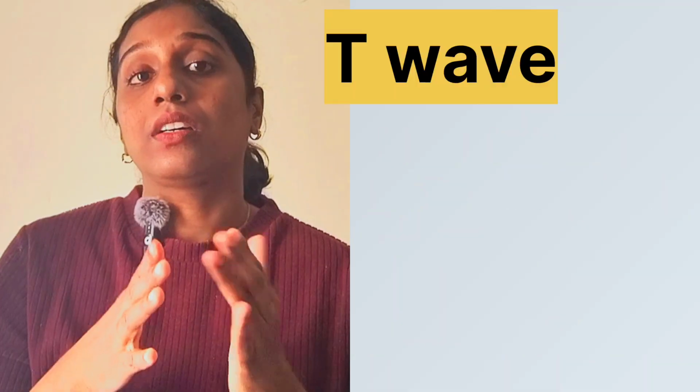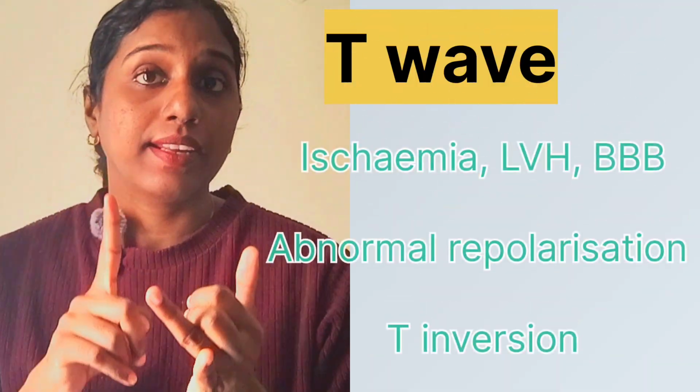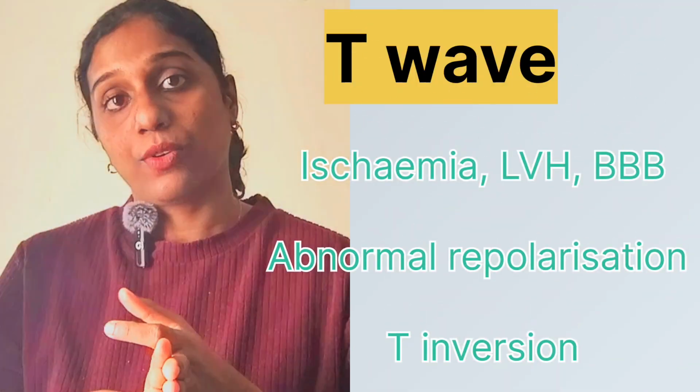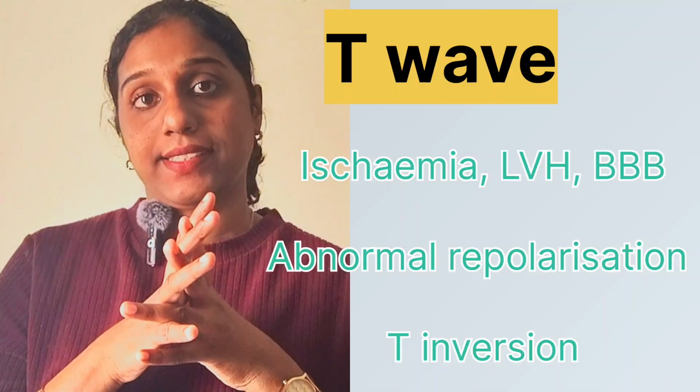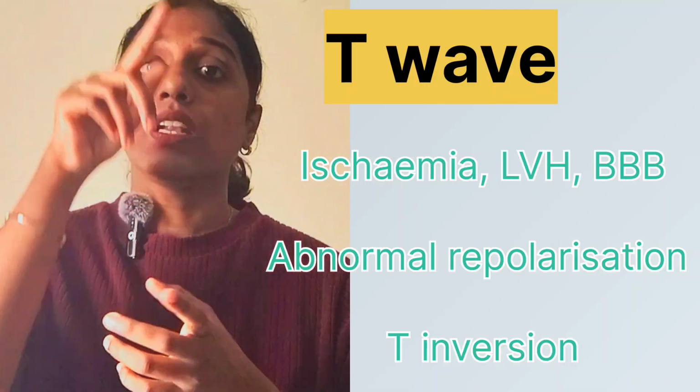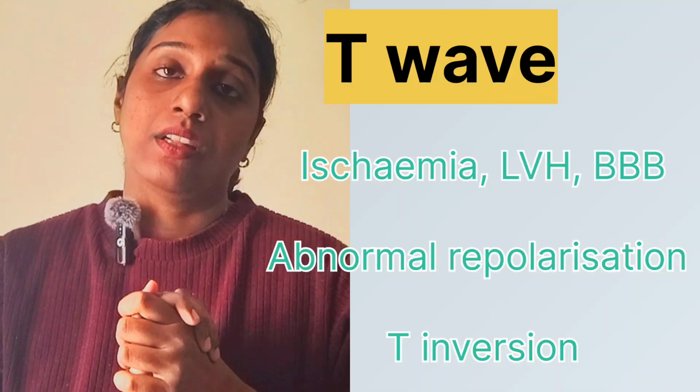And in case of ischemia, left ventricular hypertrophy, or bundle branch block, abnormal repolarization happens. So we will get an inverted T wave. So that's all about the T wave.